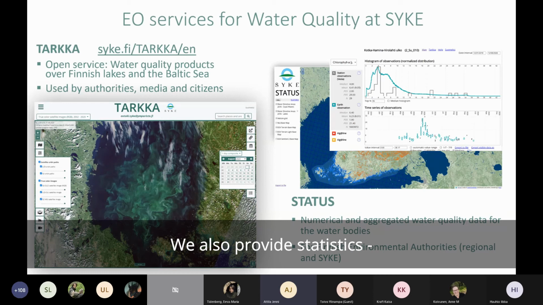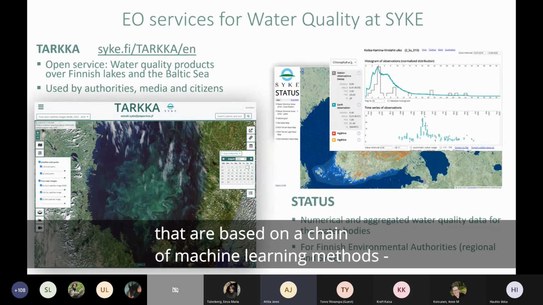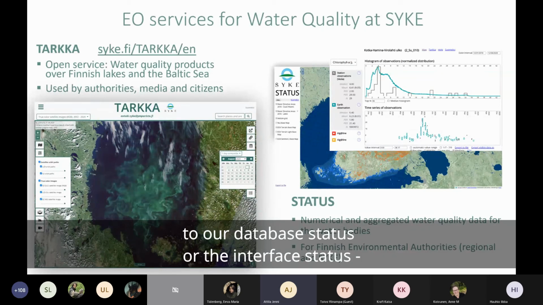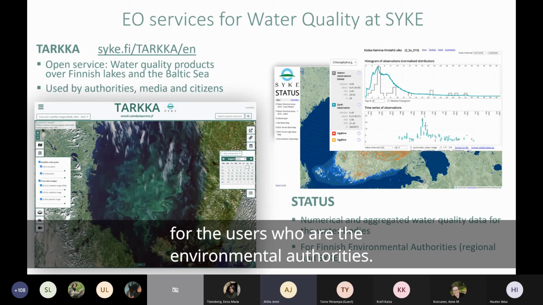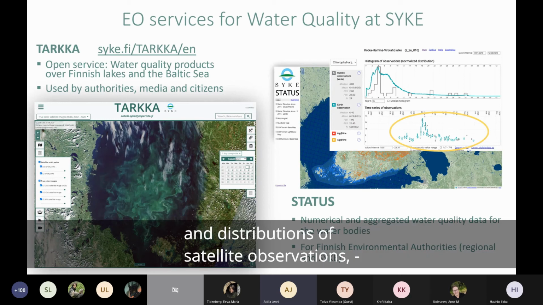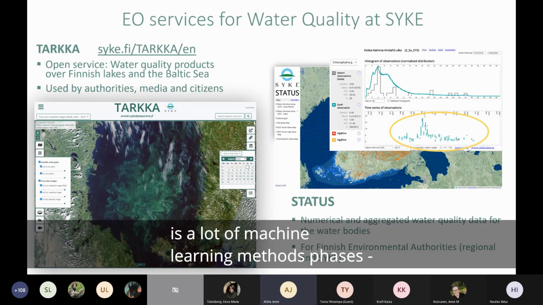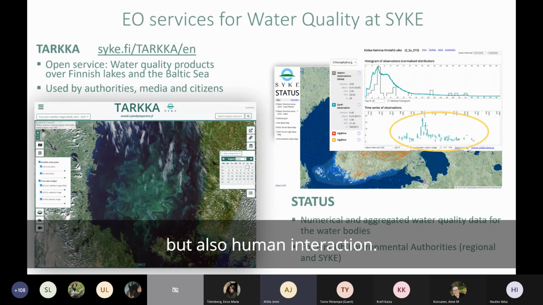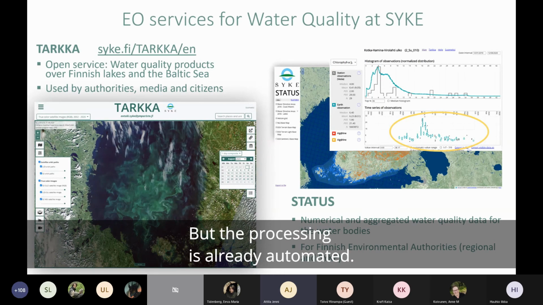And also we provide statistics that are based on a chain of machine learning methods to our database, or the interfaces, where the users are only the environmental authorities. And before we can provide them the time series and distributions of satellite observations integrated into the station sampling data, a lot of machine learning method phases, but also human interaction, has happened. But the processing is already automated.